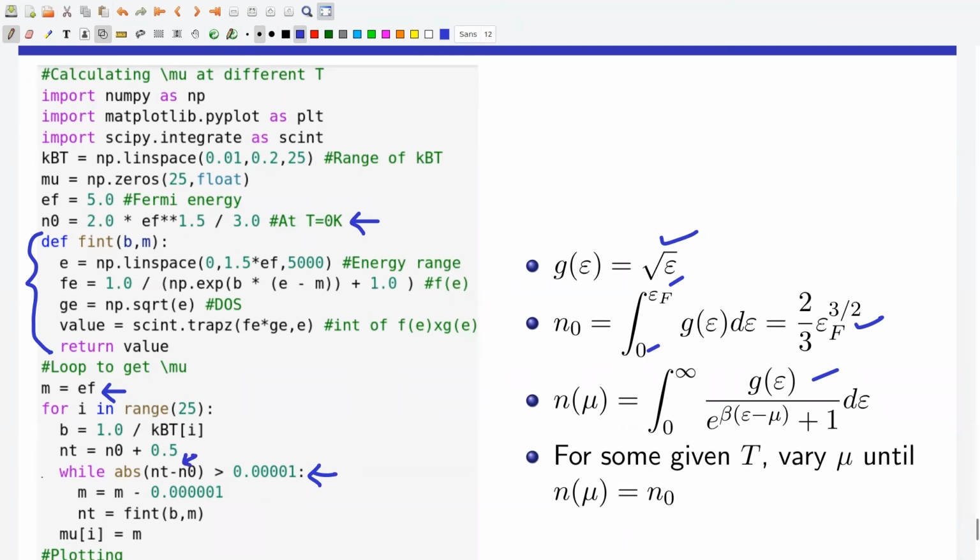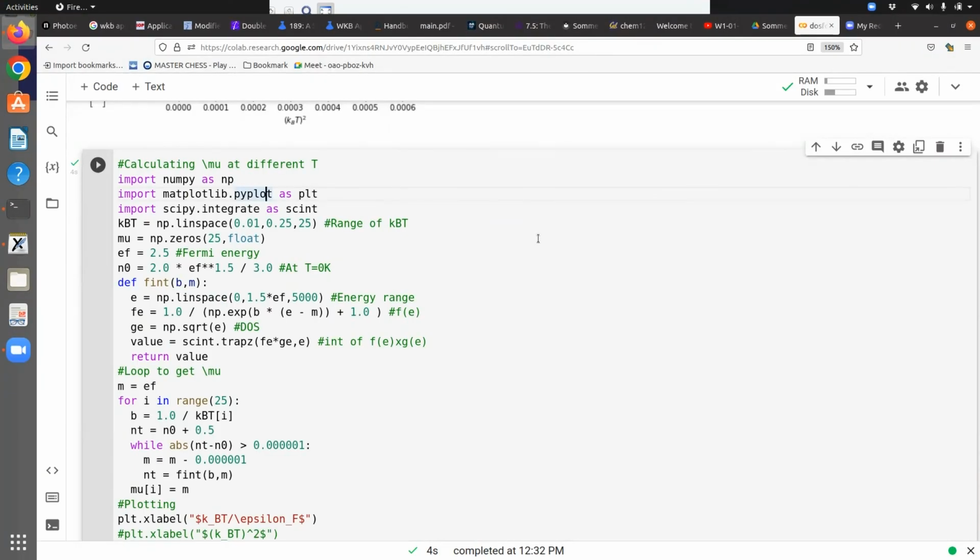This is done by using a while loop. Once this condition is satisfied, we have the value of mu at a given temperature. We do it for a wide range of temperature where the temperature is varied using a for loop. This is the code to calculate mu at different temperature for a 3D free electron gas. This is where we define the range of kBT, and this is where we define the Fermi energy. This is where we calculate the number of electrons at T equal to 0 Kelvin.